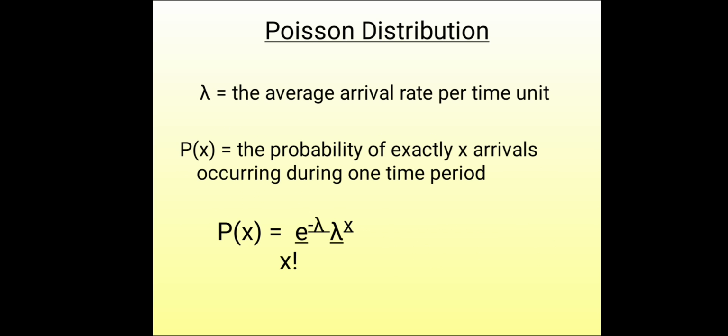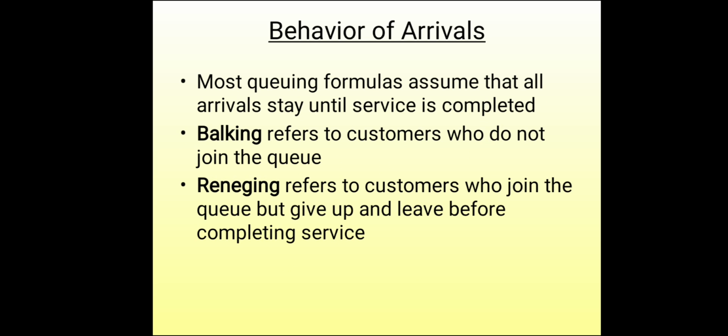So let us discuss this Poisson's distribution. Here lambda is the average arrival rate per time unit. Here P of x is the probability of exactly x arrivals occurring during one time period. It is shown on the screen. So P(x) equals e raised to minus lambda, then lambda raised to x, divided by x factorial.